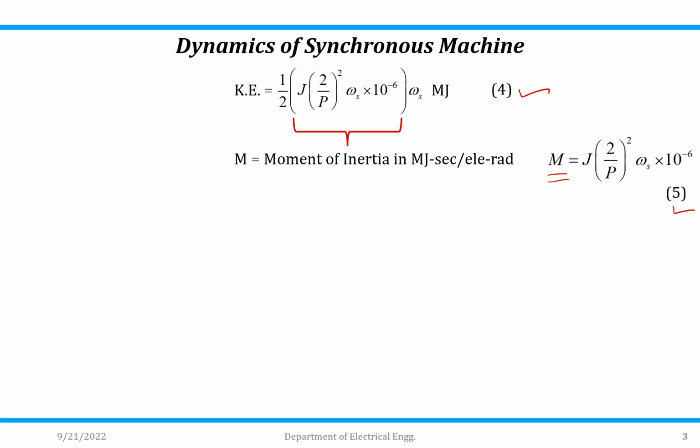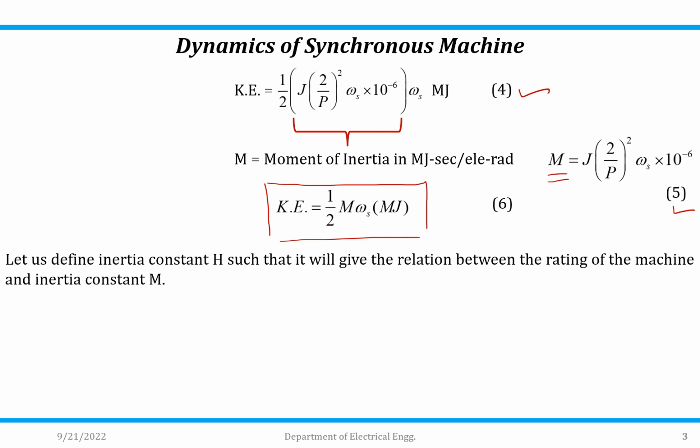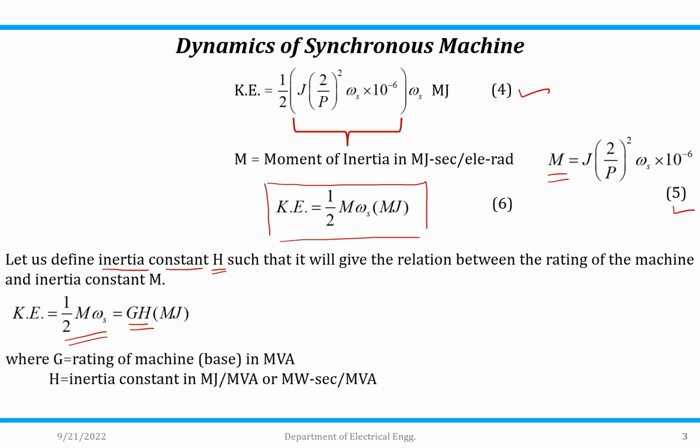So if we put 5 in 4, what will we get? We will get the equation of kinetic energy, equal to half into M into omega S. Now let us consider one important parameter called the inertia constant, represented by H. It gives the relationship between the rating of the machine and the inertia constant M. Kinetic energy equals half into M into omega S, which is equal to G into H, where G is the rating of the machine, whose unit is MVA, and H is the inertia constant, whose unit is megajoule per MVA.